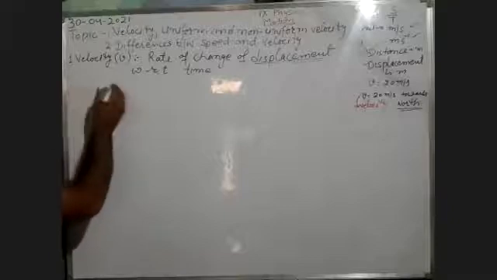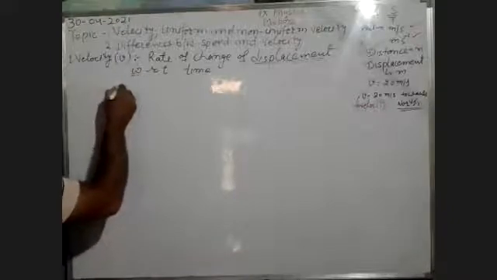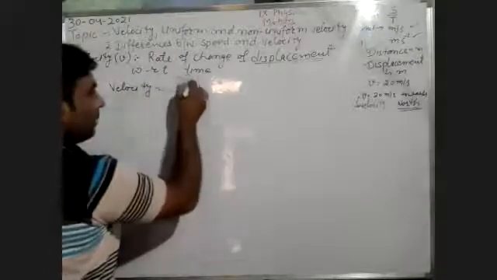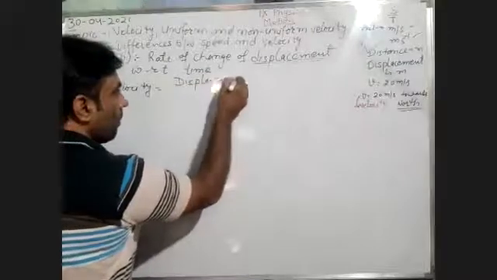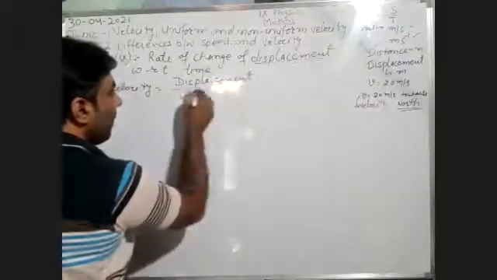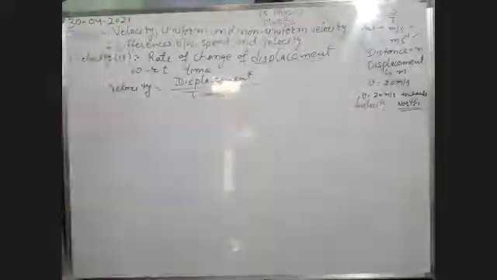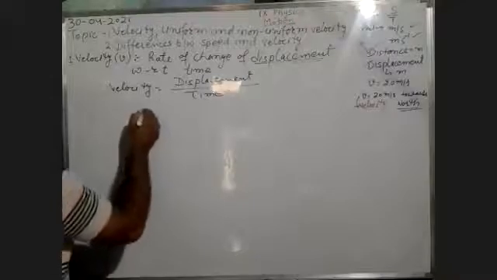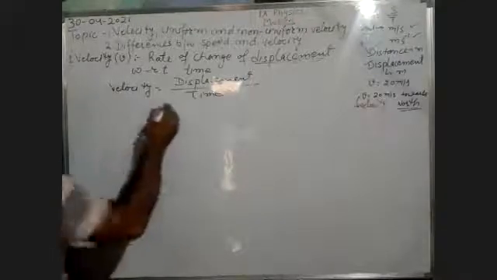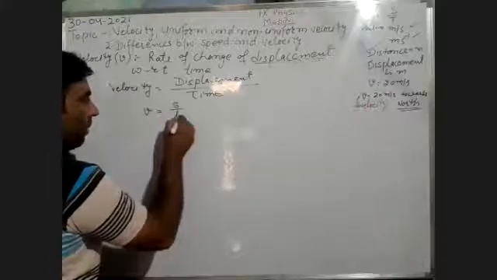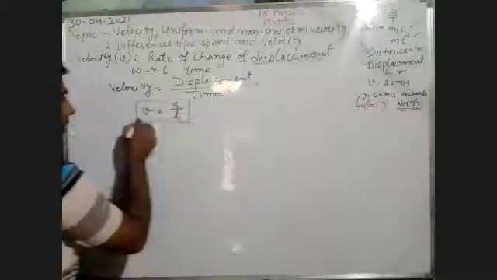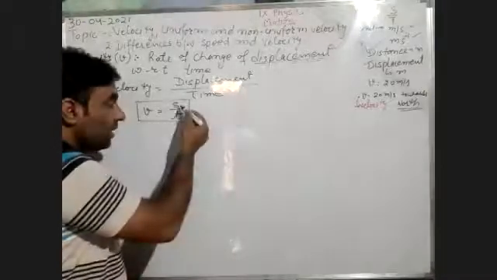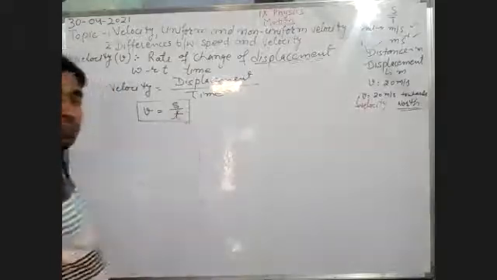What is the formula for velocity? In the same way, we can write velocity is equal to displacement divided by time taken. Velocity we denote with the symbol small v, displacement with the symbol s, and time with t. So this is the formula for velocity: v is equal to s divided by t.